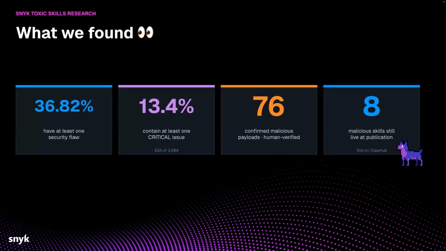But before that, I don't want to bother you with too many numbers, but I thought these were interesting. The first one is that almost 37% have at least one security flaw at the time of the study. 30% contain at least one critical issue. 76 were confirmed malicious payloads, human verified by the Snyk security team. At the time of the publication, 8 malicious skills were still live on ClawHub. But since then, there has been a bit of cleanup in their marketplace, which is good. There's good progress, in a sense.